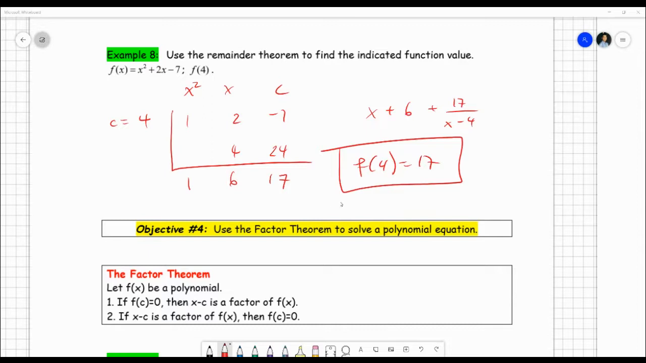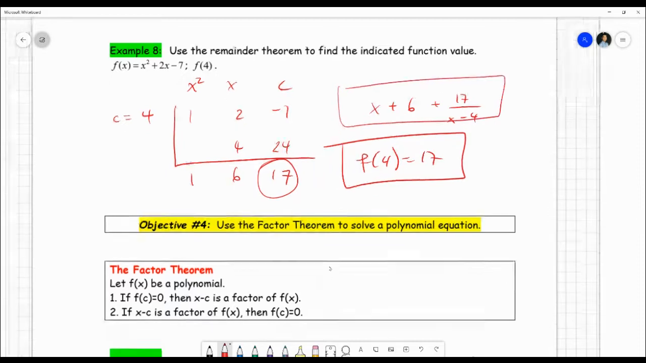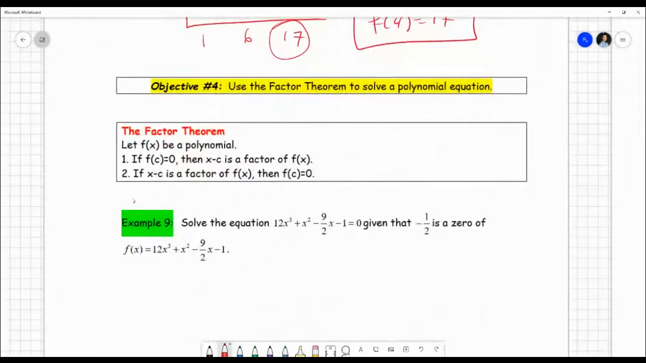Okay, so after this synthetic division, my remainder was 17. So f of 4 is 17. I did this a little bit extra. You don't have to do that. Oh yeah, the factor theorem.